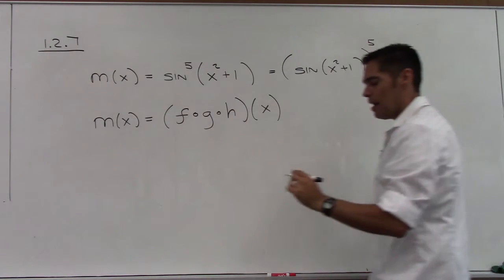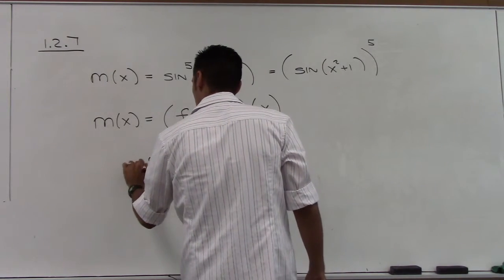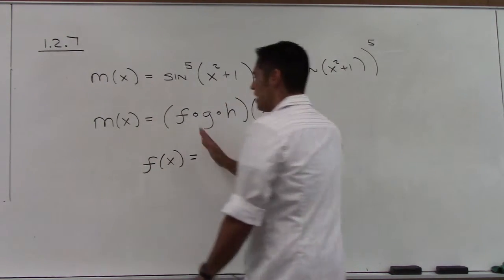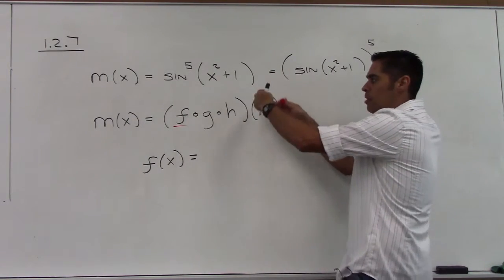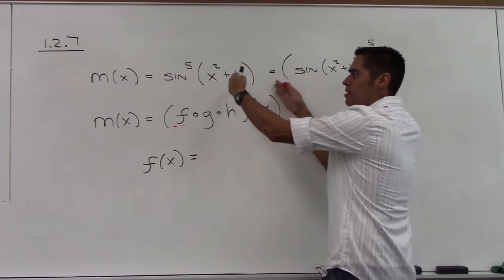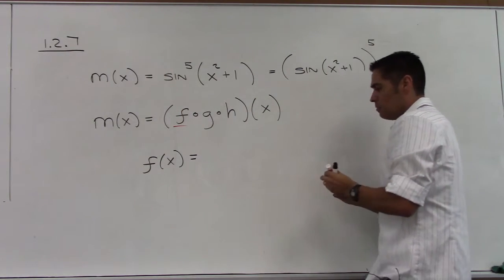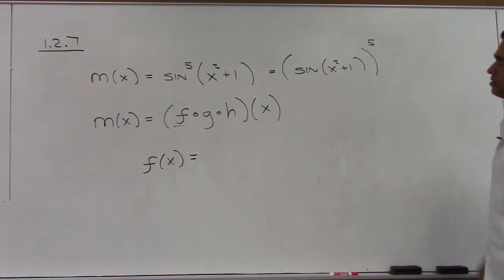So I'll first try by defining little f, which is the outer function, because it's the first one in my sequence. Remember, you go from the inside out on composition, h, then to g, then to f. So f is the outside. So what is the outer function doing? What does it do?